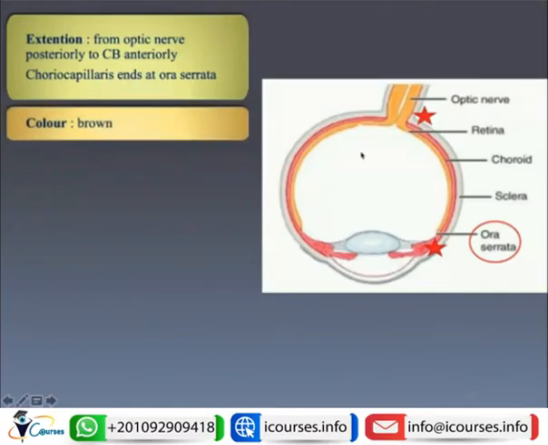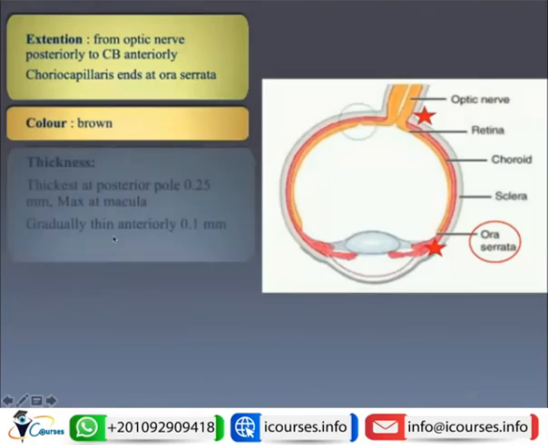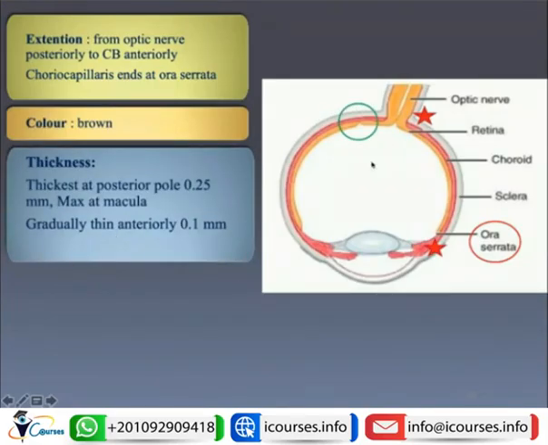The color of the choroid is usually brown due to the presence of melanocytes. It is thickest at the posterior pole, about 0.25 millimeters maximum at the macula, to provide maximum nutrition for the central cones or the central photoreceptors. As we go further away from the macula, it gradually thins to 0.1 millimeter. So it is more or less like the sclera: the sclera is thicker posteriorly and thinner anteriorly, as well as the choroid.